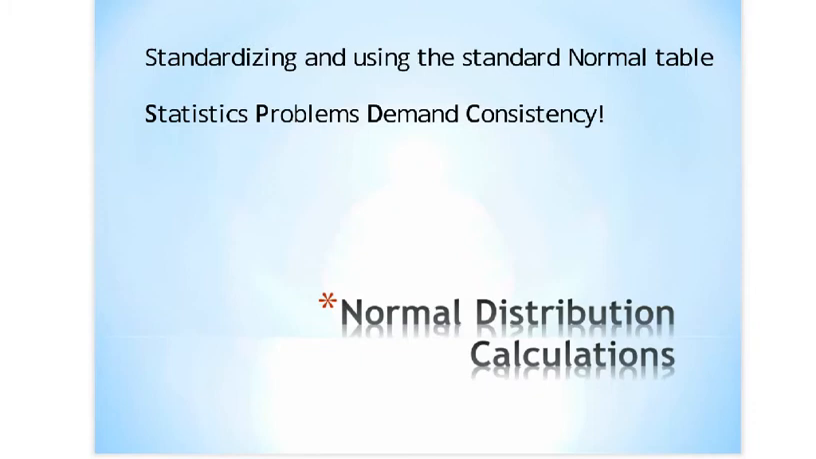All right, standardizing and using the standard normal table. Statistics problems demand consistency. And what do I mean? This is our 4-step process, right? First we state, then we plan, then we do, then we conclude. Every single time. So this is our 4-step plan.